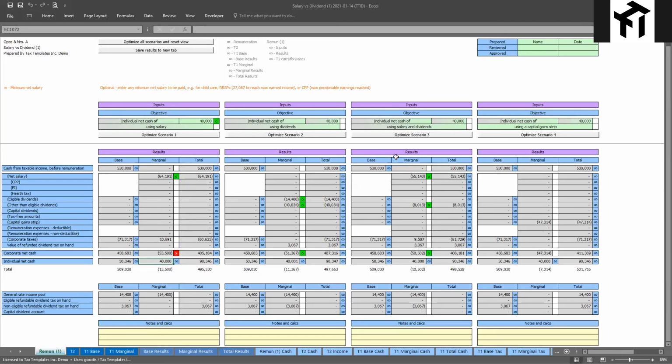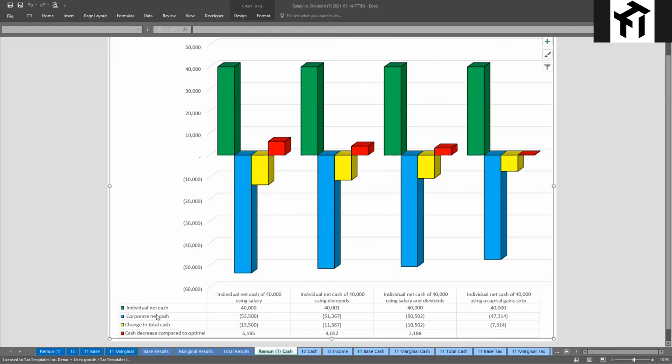Okay, so as I mentioned before, the other option is to do the worksheet from a corporate net cash perspective. In that situation, if I were to run it and look at the results, what we would see is that corporate cash in all four situations would be $40,000. And you'd look at the individual net cash under all four. And of course, the objective would be to leave the individual taxpayer with as many funds as possible.